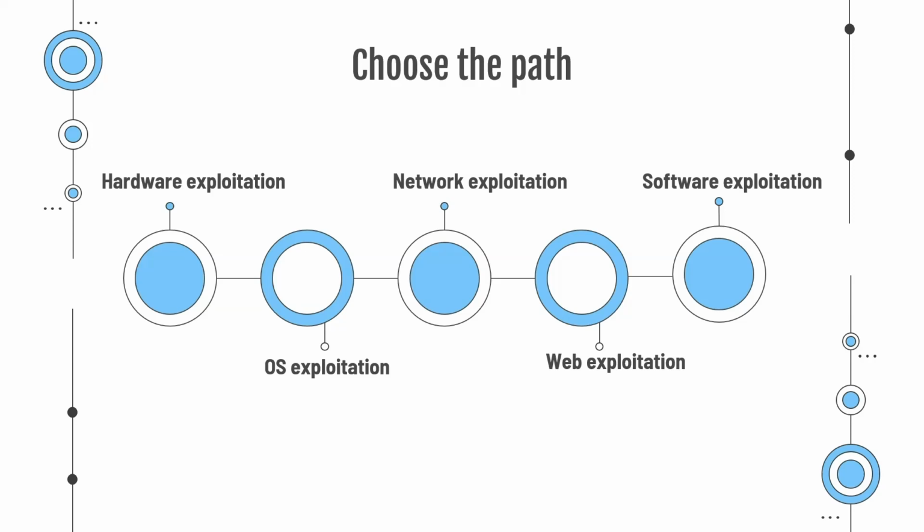Operating system exploitation is for hacking operating systems, finding vulnerabilities in operating systems, virtualization, and how to find a vulnerability in an operating system. Network exploitation is about finding vulnerabilities in protocols, in Wi-Fi. Web exploitation is finding vulnerabilities in web applications.